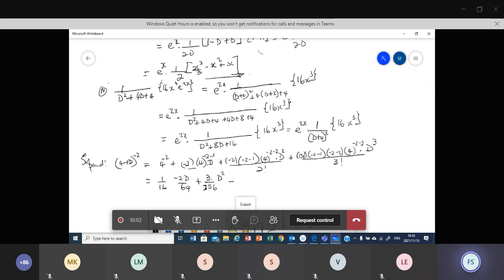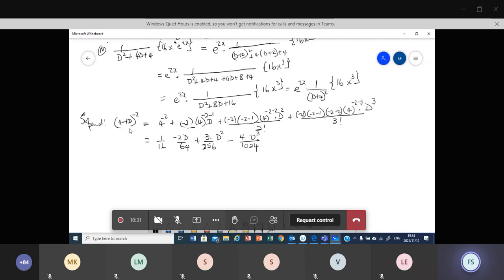Then the next one will be minus. 3 factorial is 6, and that whole thing cancels, so it's minus 4d cubed over what is 256 times 4? I think it's 1024, in other words 4 to the power 5. So the terms that come out from here give us that. Perhaps we can simplify it.